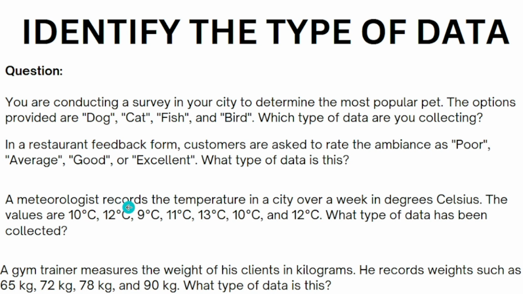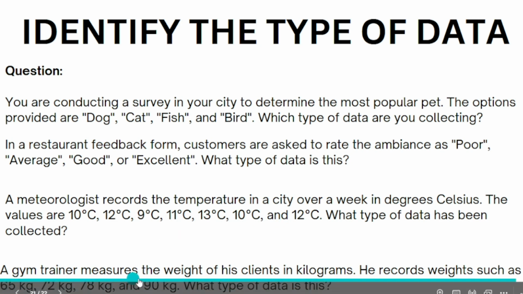You have a meteorological records, the temperature in a city over a week in degree Celsius. The values are 10 degree, 12 degree, 9 degree, 11 degree, 13 degree, 10 degree and 12 degree. What type of data has been collected? Since there is an interval between this particular data, it is a quantitative data, it is numerical in nature, it is an interval based data. Now let us look into the next one.